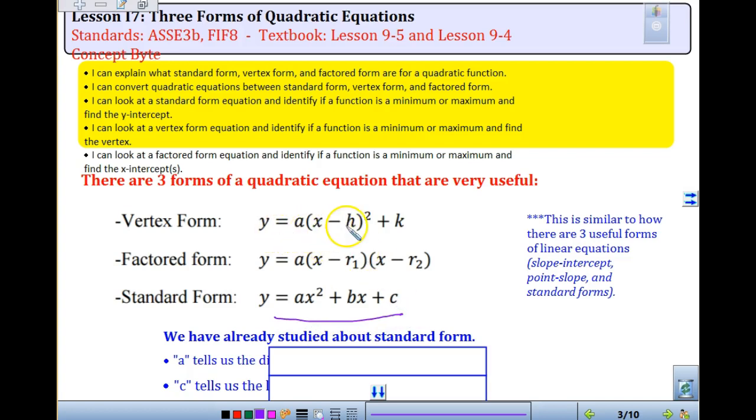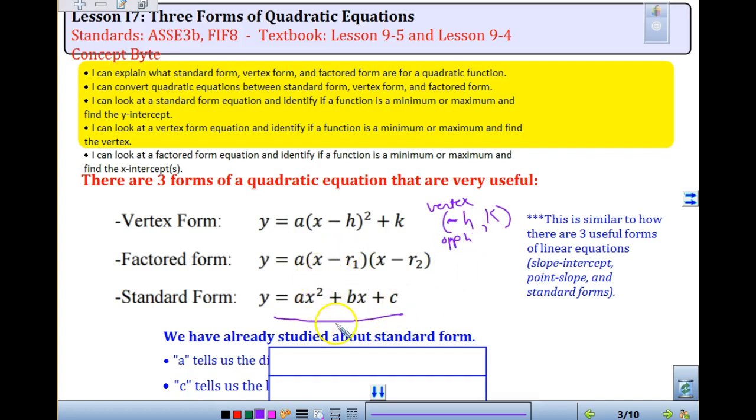We now have this form. If you remember our cards from earlier, this told us our vertex. When we did those cards, the vertex was at the k value for our y, and it was always opposite, so I'm going to put minus h.